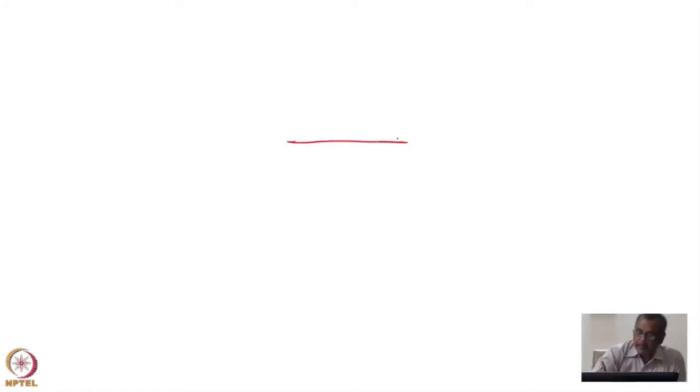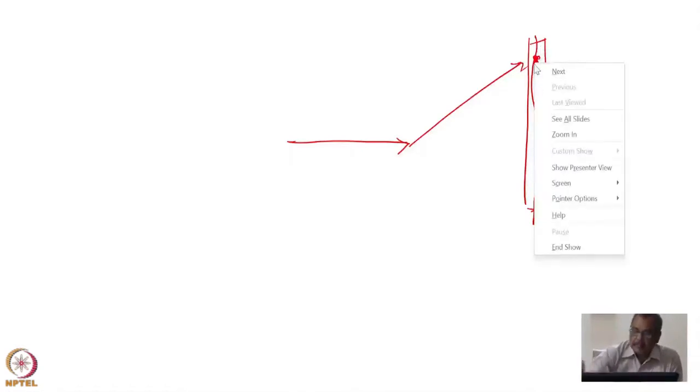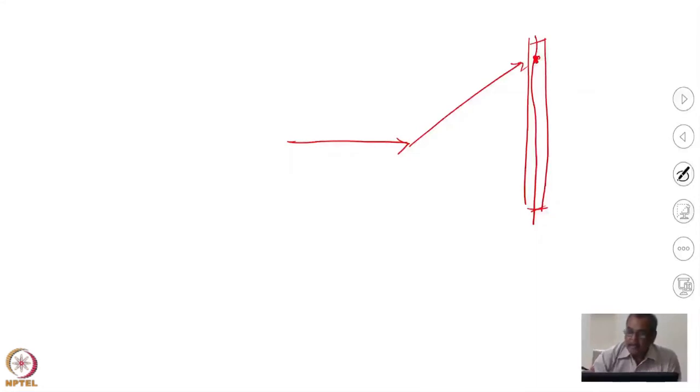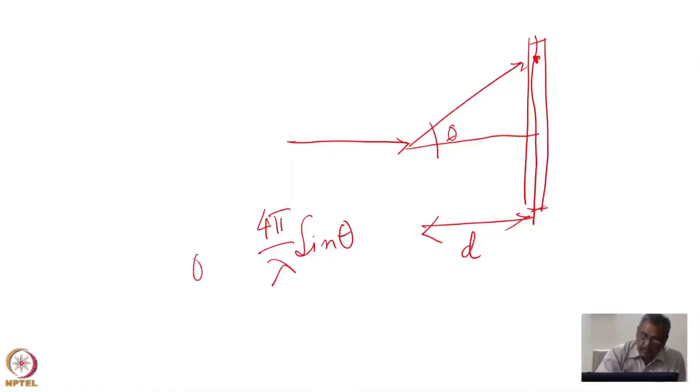What I mean to say, so I have a detector here and there's a central wire. If I can find out where the neutron has entered with some uncertainty, certainly we cannot find out exactly, but with some resolution, then I know this is the direct beam. If I know this distance, then from this I can calculate the angle, and from there the Q value, which is 4 pi by lambda sine theta, where lambda is the incident neutron wavelength.